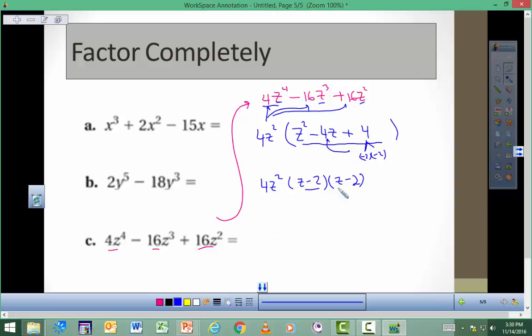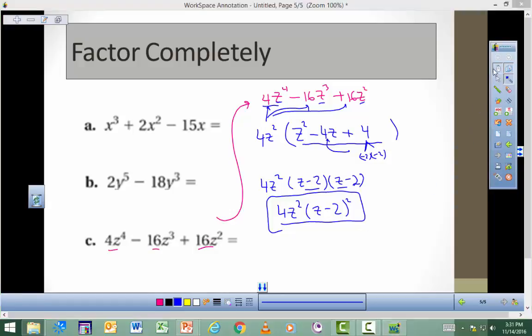Oh, by the way, since these factors are the same, we probably would go one more step and write this as z minus 2 squared. Phew. Okay, so as you can see, these problems are fun. Yeah, right. Okay, so anyhow, that means that's the idea behind factor completely. There's several problems on the study guide and several problems on the homework assignment that you can do now. So I'd take a few minutes to maybe do a few.